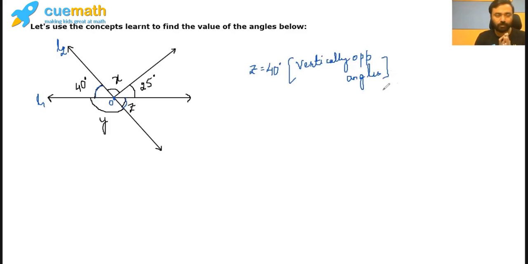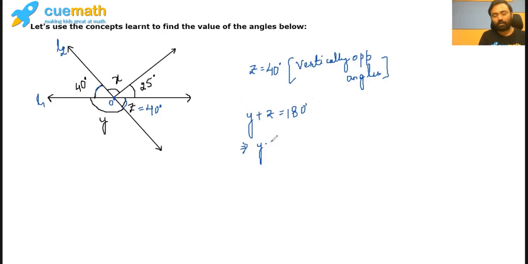Now, since we know that Z is equal to 40 degrees and we take line L1, we see that line L1 is a straight line and there are two angles below this line, which are Y and Z. So these are adjacent angles next to each other on a straight line. So they will also sum up to 180 degrees because they are a linear pair of angles. So Y plus Z equals 180 degrees.